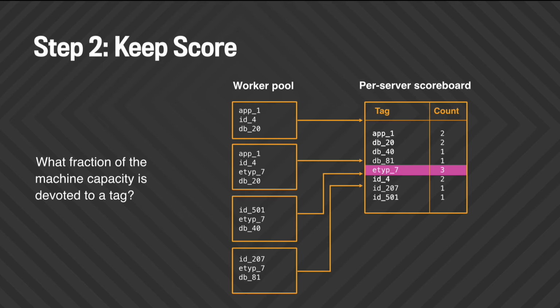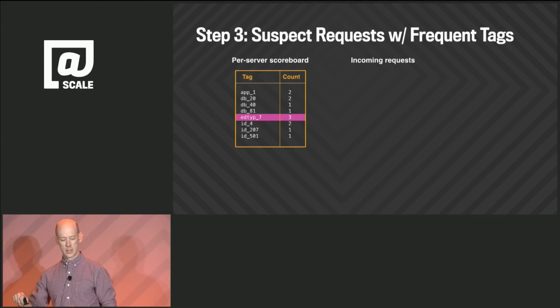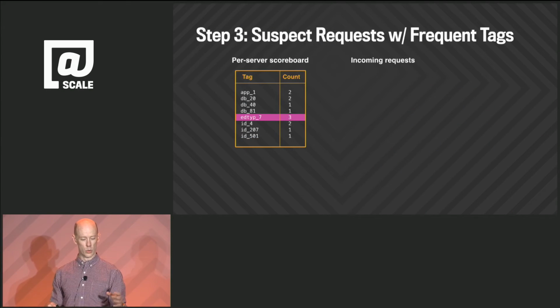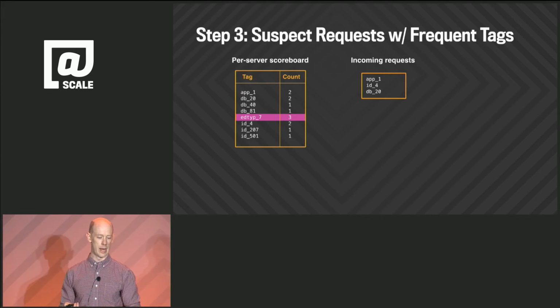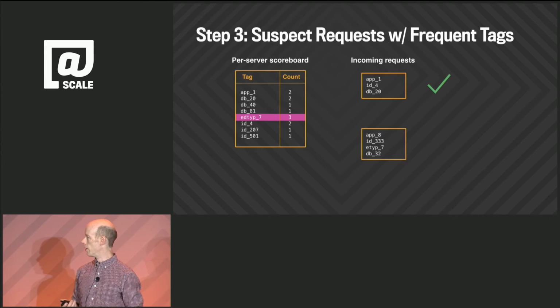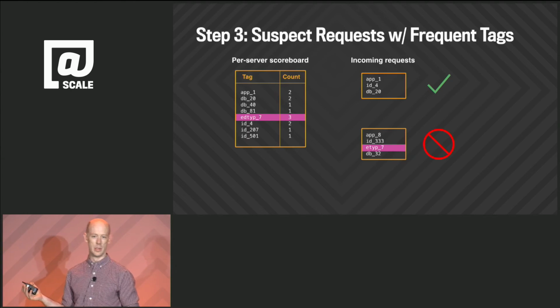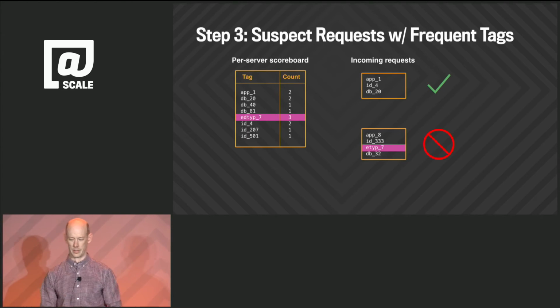So what we'll do is we'll set a threshold and say, well, if this particular tag is above a particular count, then we think of that as suspicious. If a new request is about to be executed, we check the scoreboard and we compare it to the tags that are in the request, and then we see whether or not it shares any suspicious tags with the scoreboard. So this top request is fine. The bottom request is also for edge type 7, so we're going to consider this to be a suspicious request, and we're going to treat it differently.